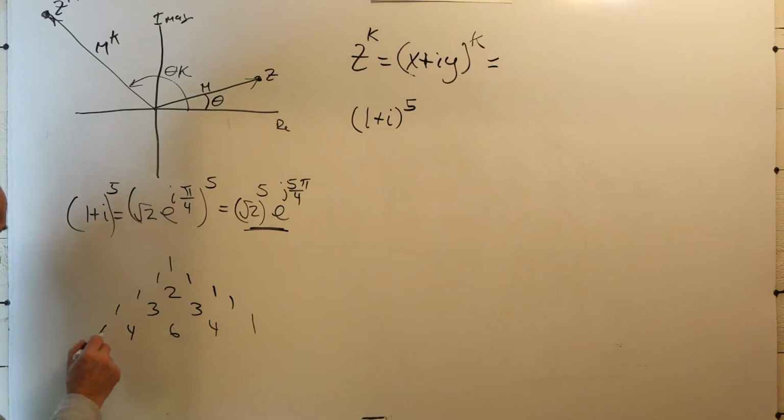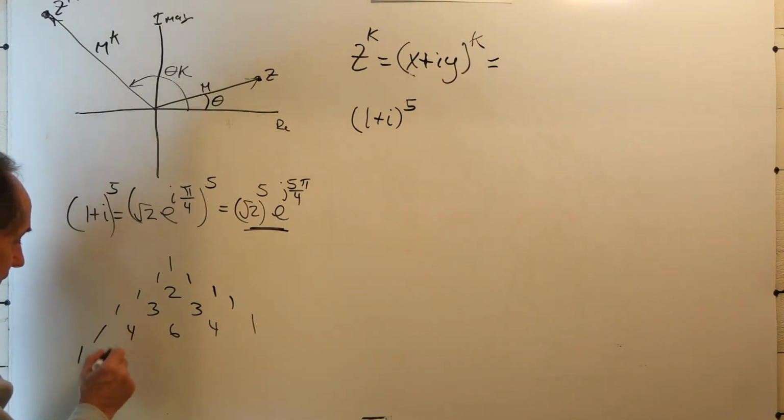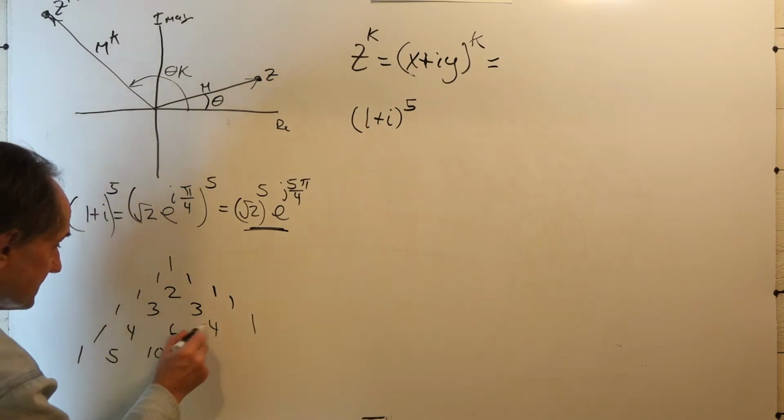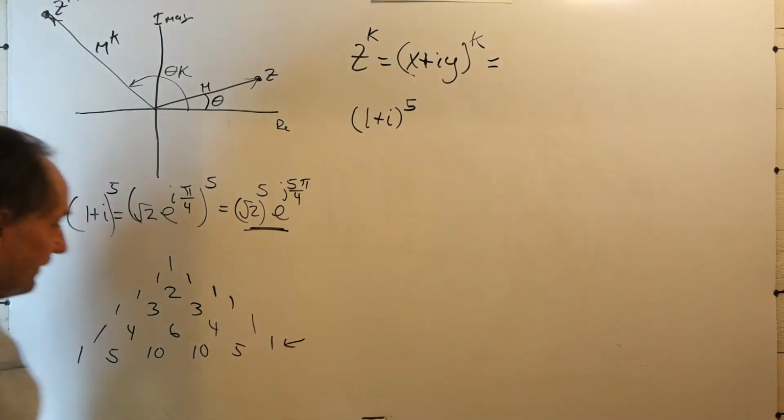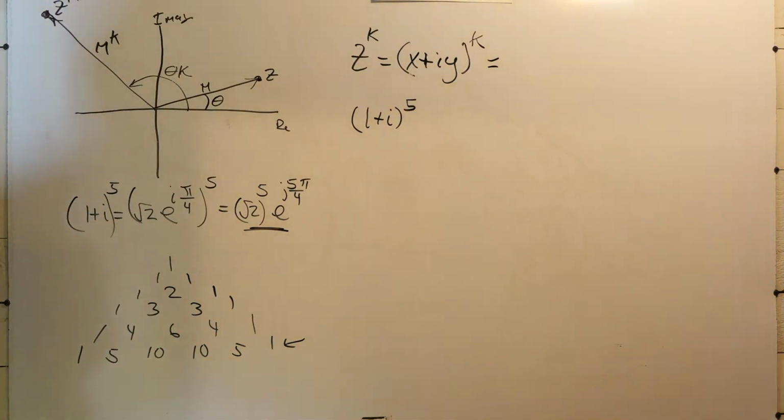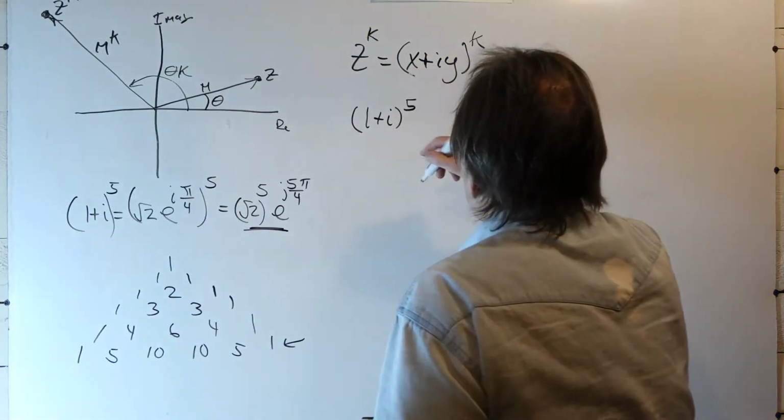So we have 1, 1 plus 1 is 2, 1 plus 4 is 5, 4 plus 6 is 10, 6 plus 4 is 10, 4 plus 1 is 5, and 1. So this is the fifth row. This is for the expansion, (1 + i) to the fifth.